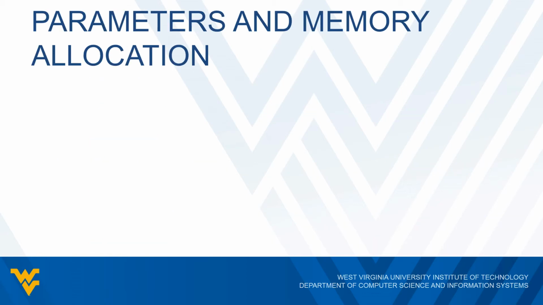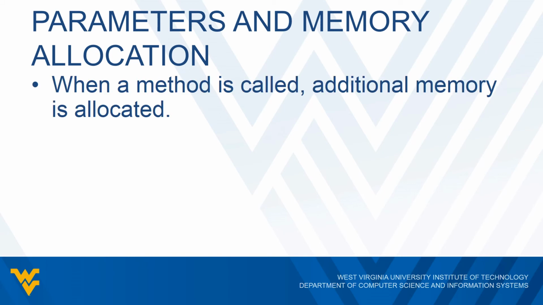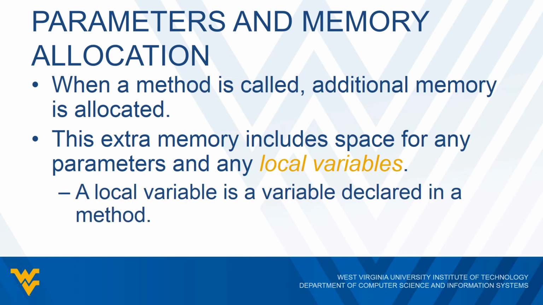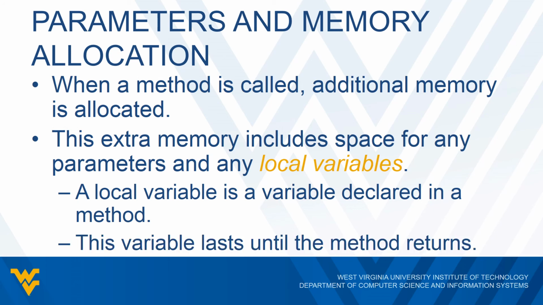When we call a method, we're going to allocate extra memory to be able to compute all the operations that are done in this method. This extra memory also includes space for any parameters that we pass and any additional variables that we want to declare, which we call local variables. Now, we've mentioned this before, but a local variable is just simply a variable that we declare in a method. And this variable lasts only until the method returns. Once the method returns, all that memory that we've allocated for the method is deallocated, and that includes all of the local variables that were declared in that memory space.